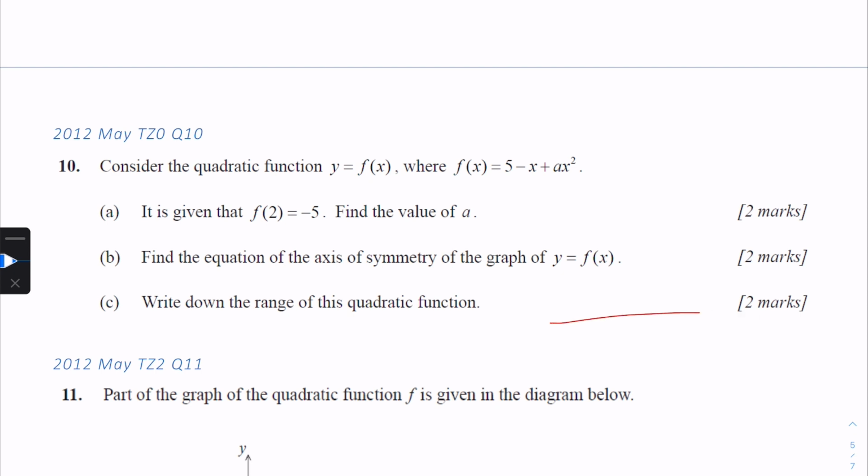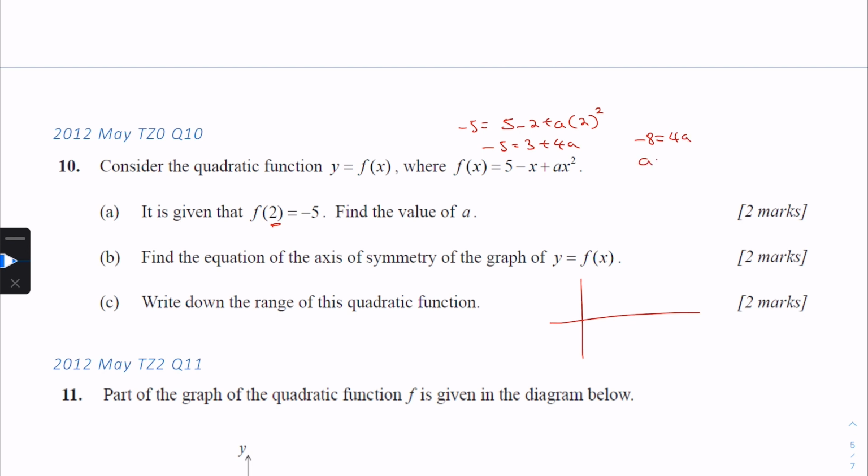So we know that this graph, actually, I need to work out what a is. I have to work out whether it is upwards or downwards. Let's see. If I plug in x is 2 right now, here it will be 5 minus 2 plus a times 2 squared is going to be equal to minus 5. So minus 5 equals 3 plus 4a. If I move that 3 over, it'll be minus 8.